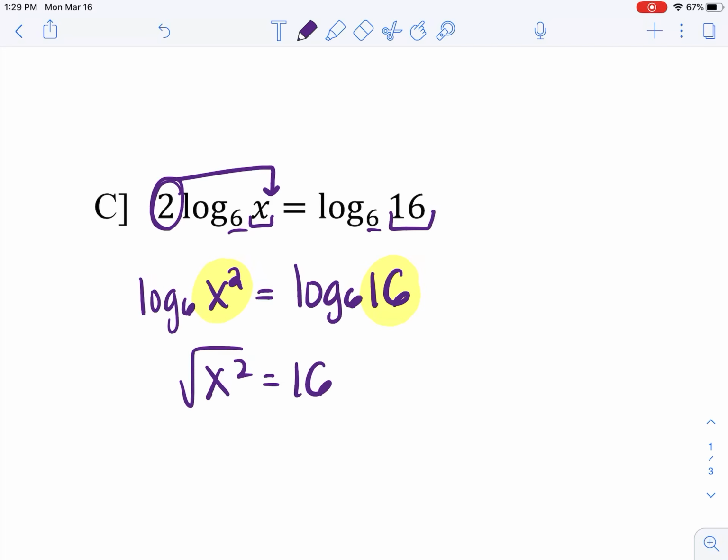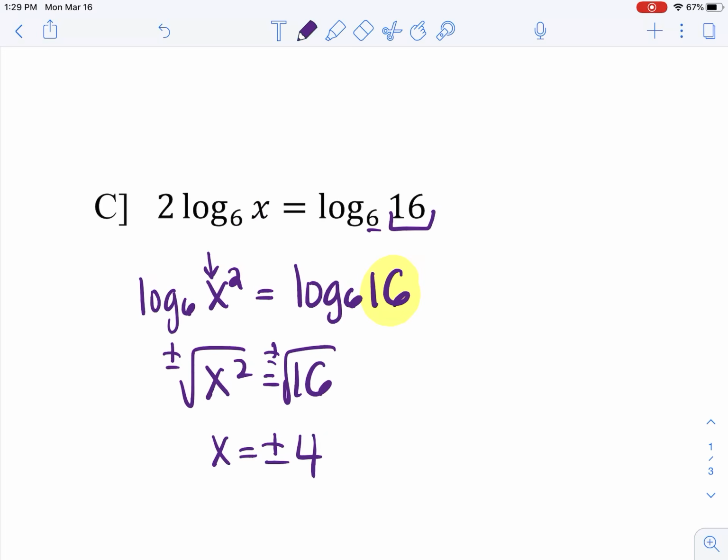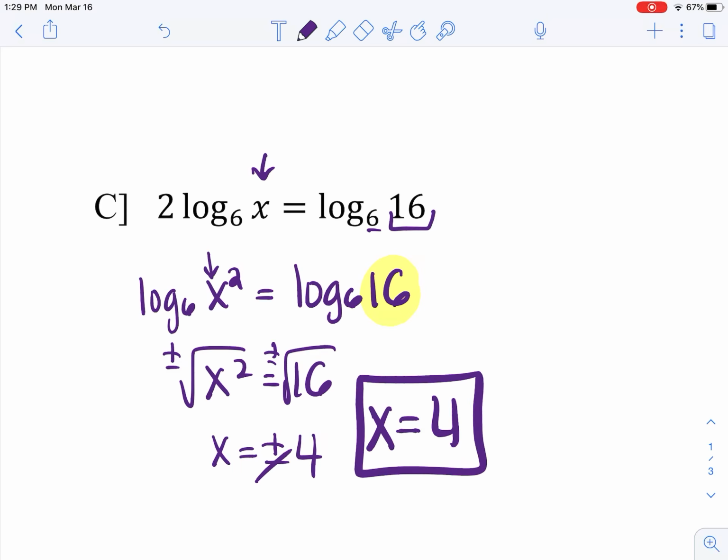x squared equals 16. Square root to solve. Don't forget to do plus or minus. x equals plus or minus 4. Now I want to check my answers in the original. If I were to check my answers here, I'd say, yeah, both are good. But if I go back to the original and I check the positive 4 and I plug it in for x, the argument's positive. But if I check the negative 4, the argument's now negative, which is not allowed. So I get x equals 4.